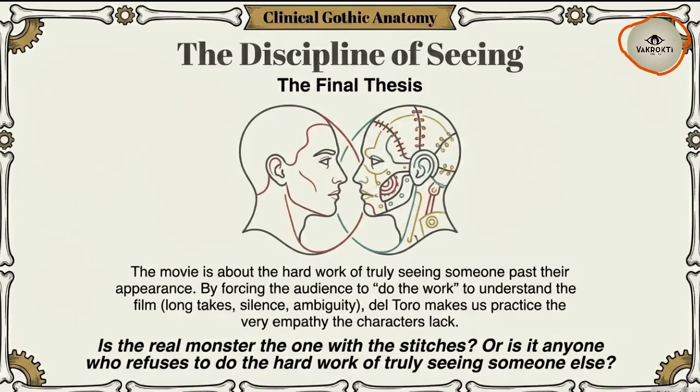It's not just about Victor and his creation anymore. It's about us. Is the real monster the one with the stitches and scars? Or is it anyone who refuses to do the work, the hard, necessary work of really, truly seeing someone else?